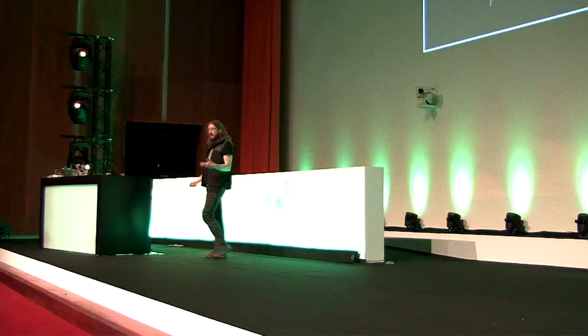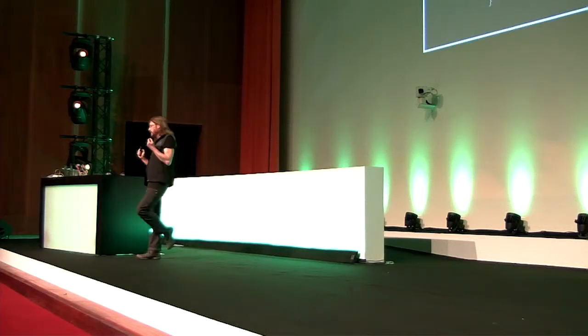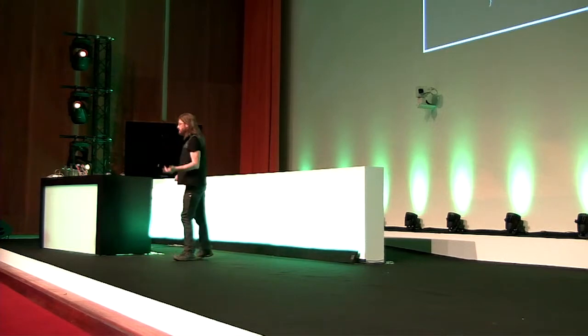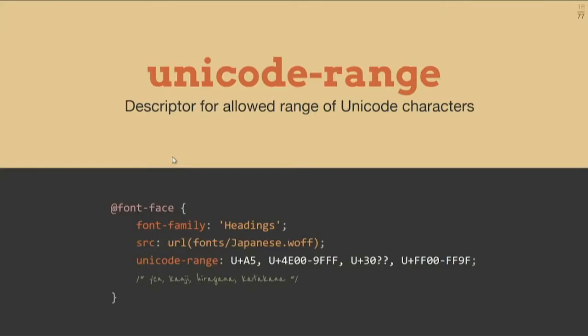So here's an example. We have a Japanese font, and we have this Unicode range, which, as you can read, it's A5, 4E00 to 9FFF. Just looking at that, you can tell that this is the yen symbol, it's kanji, it's hiragana, and katakana. Just looking at the numbers, right? No, you can't. I can't either. That's why I have the comment in there so I can remember which order they are.